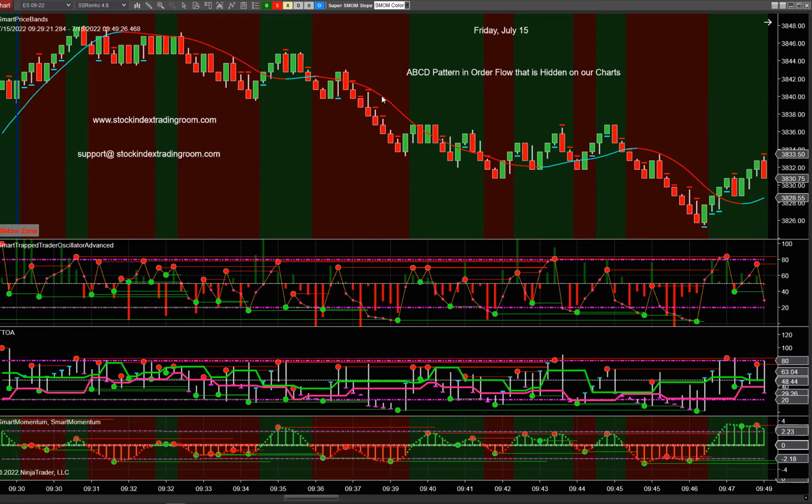So what we're going to look at is an ABCD pattern in order flow. Okay, and it's hidden on your chart. This is best utilized and exploits traders on the wrong side of the market when order flow is going against price. Okay, diverging against price.